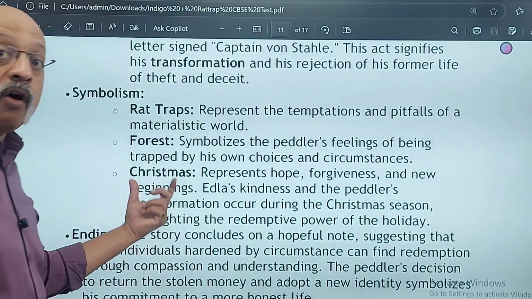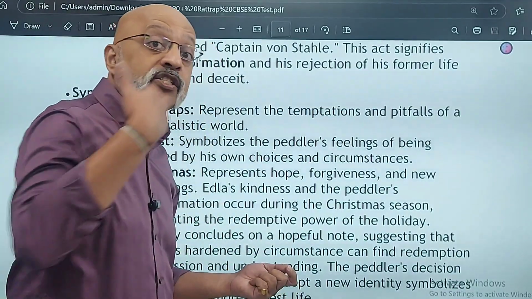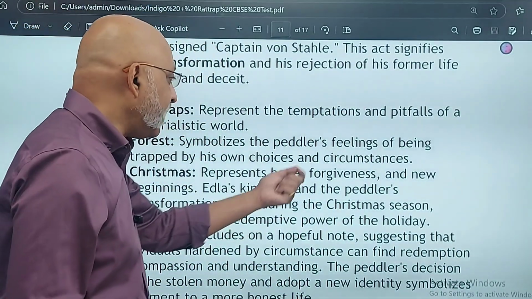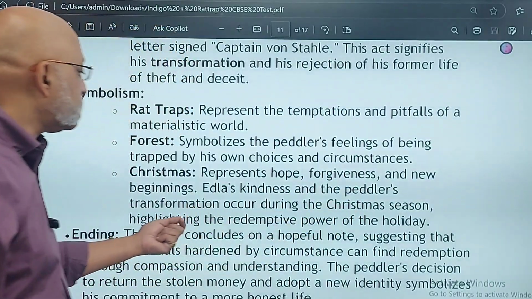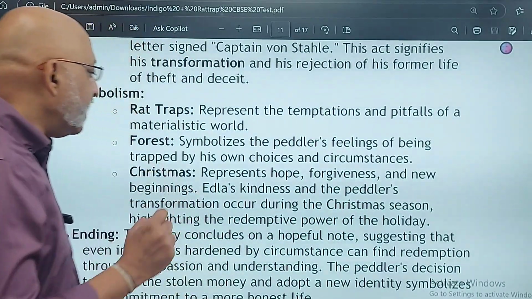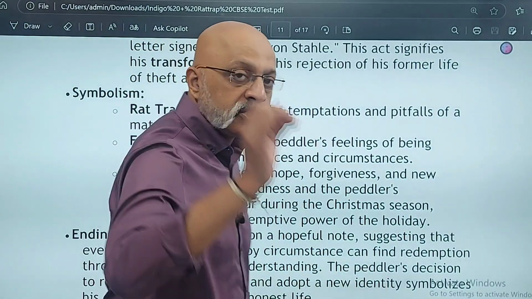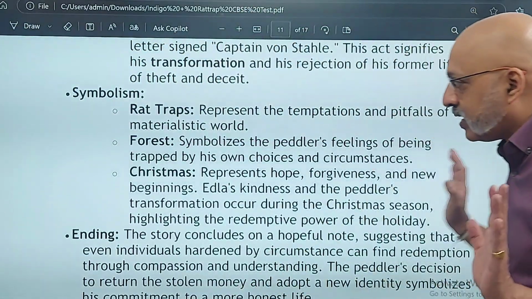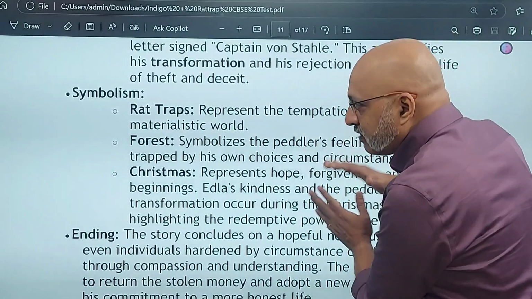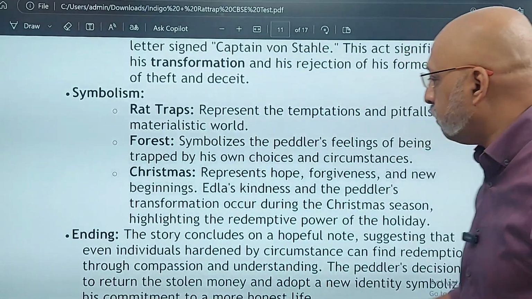Then the symbolism of Christmas, because it represents forgiveness, a new beginning, a new hope. Edla's kindness and the peddler's transformation occur during the Christmas season, highlighting the redemptive power of the holiday. These three symbols, please make a note of it, take a screenshot. This is important: the rat trap, the forest, and the Christmas festival, extremely important.